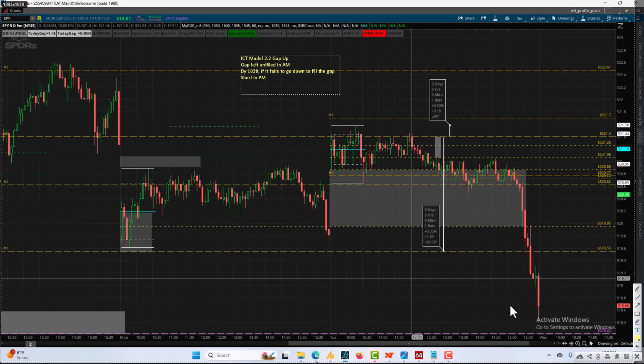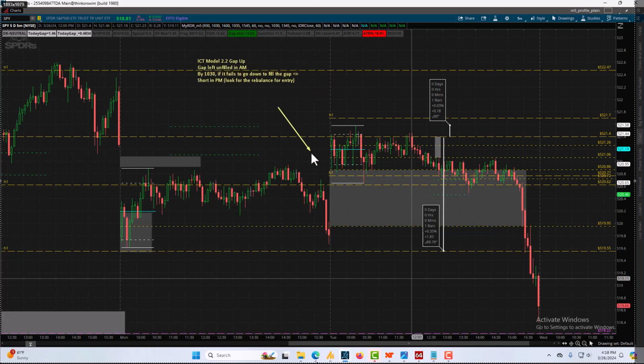Then we need to short in the PM, especially we need to look for the rebalance. Look for rebalance for entry. Well, we have a rebalance right there. Yeah, beautiful setup. Cannot be better than that.